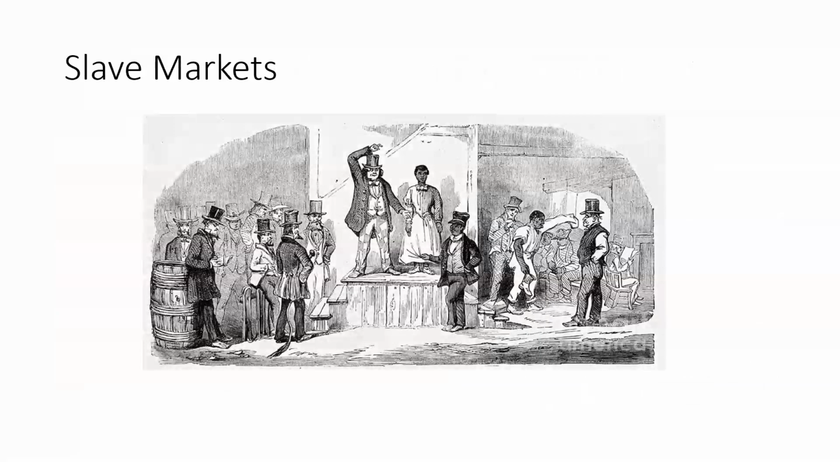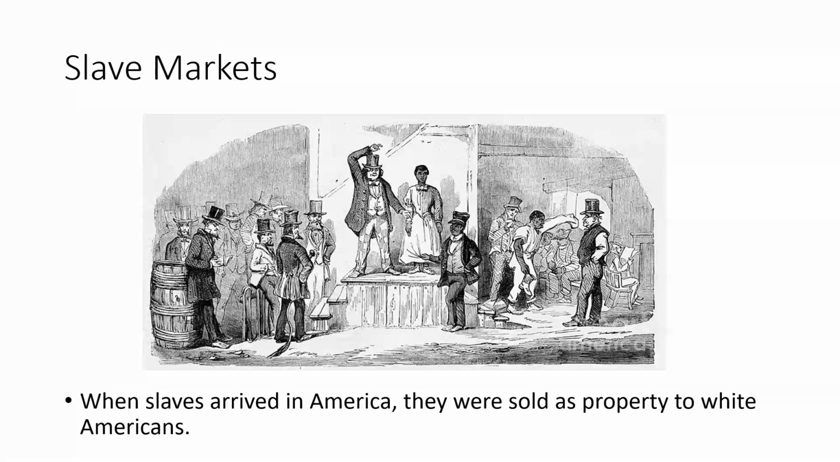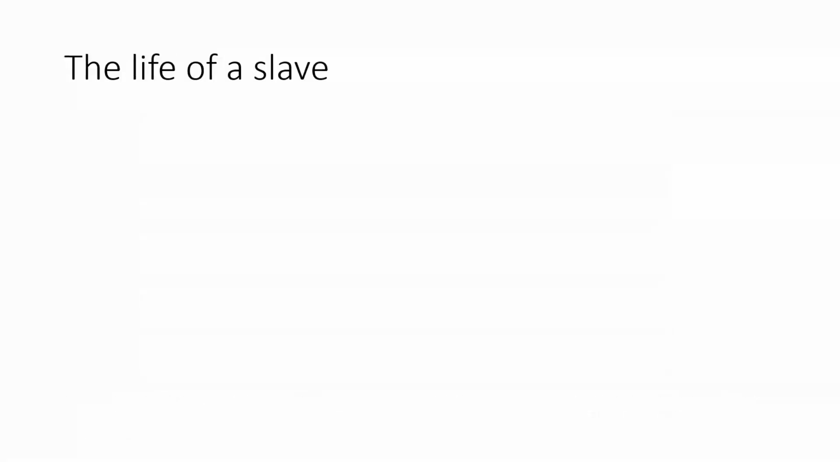Let's talk about the slave markets. When those ships arrived in America, they went to a place like this. You can see this is a businessman. He has an African woman here, and he's trying to sell this woman. And these are the farmers. They're thinking about if they want to buy, how much money they want to pay for her. So this is an example of a slave market. When the slaves arrived in America, they were sold as property to white Americans.